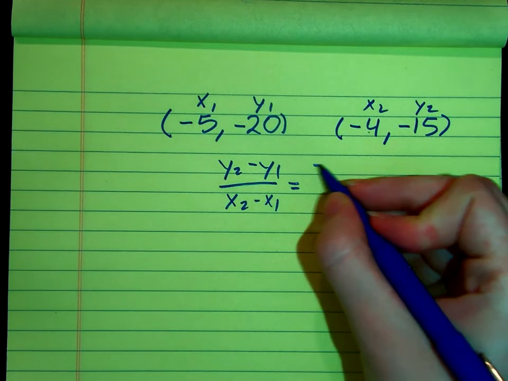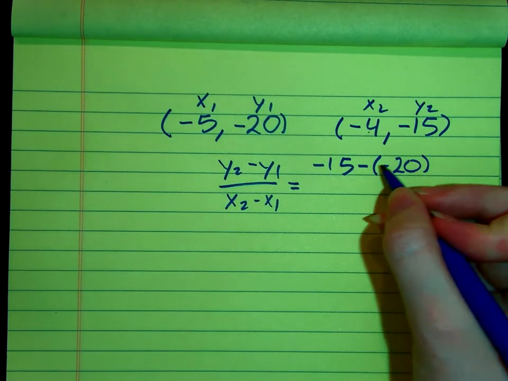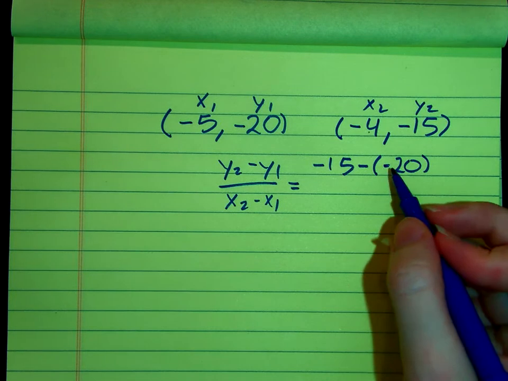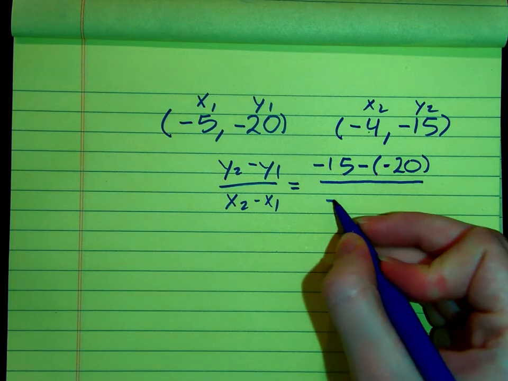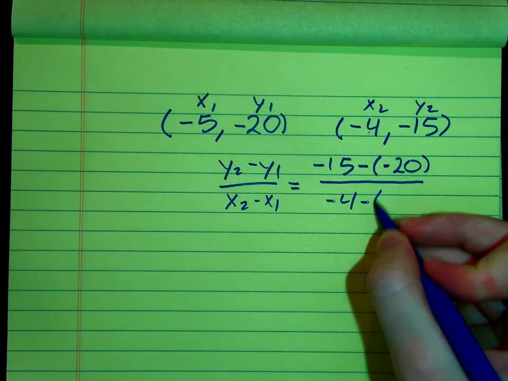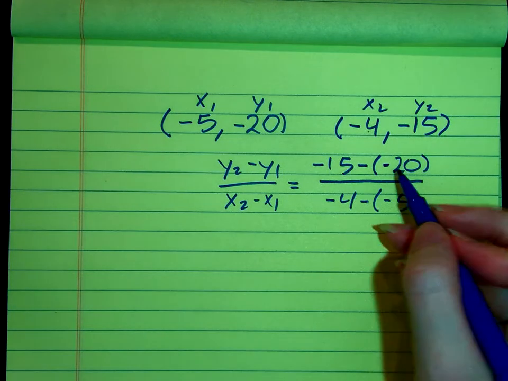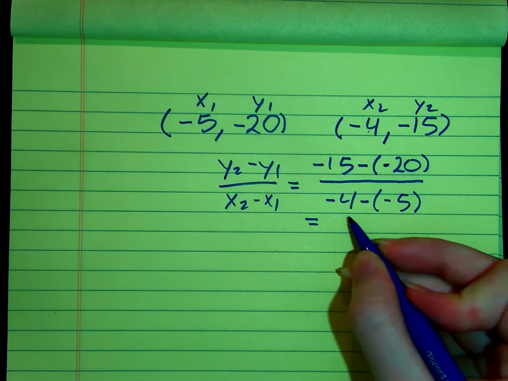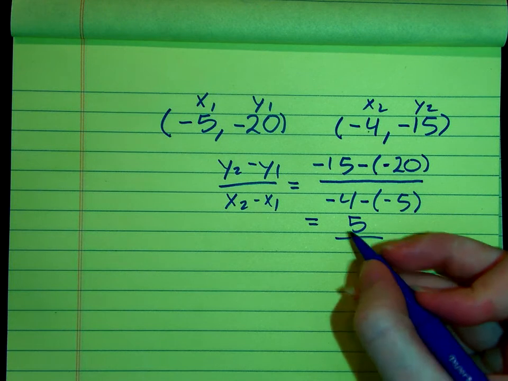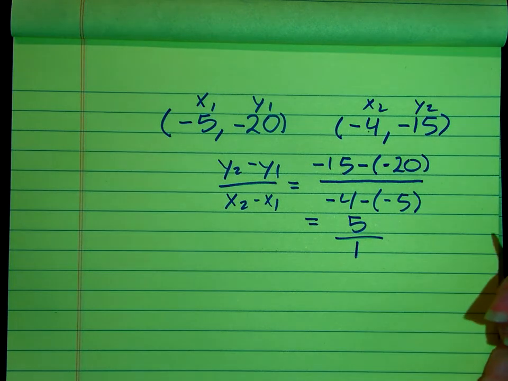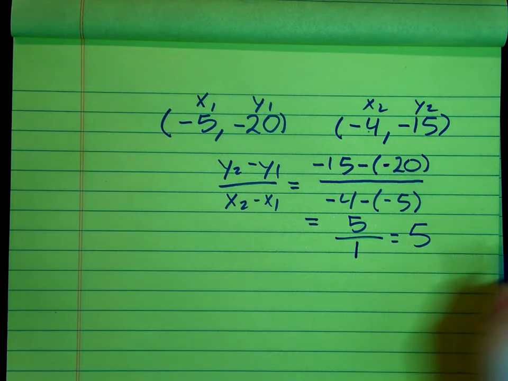So let's go ahead and do -15 minus -20. I'm going to go ahead and put -20 in parentheses just so I remember I'm subtracting a negative, over -4 minus negative 5. Now let's go ahead and do this. Negative 15 minus negative 20, that's going to get me 5. Negative 4 minus negative 5, that's going to get me 1. 5 over 1, 5 divided by 1, that's just going to get me 5.